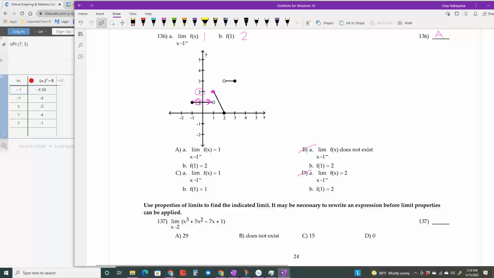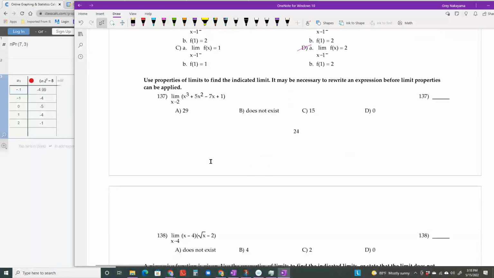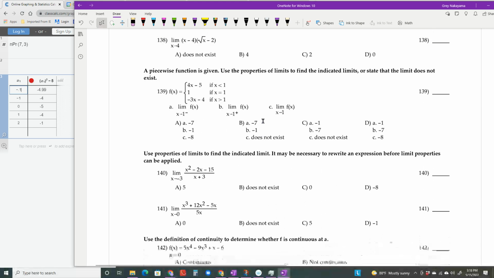All right, 137. Find the property of limits. Okay, so first and foremost, when you're trying to find the limit, what you want to do is just go plug it in everywhere you have x. Every polynomial, y'all, has a limit. So when you plug in 2, you get 8 plus 5 times 4 minus 7 times 1. You get an answer of 15. Okay, just plug 2 in for x.